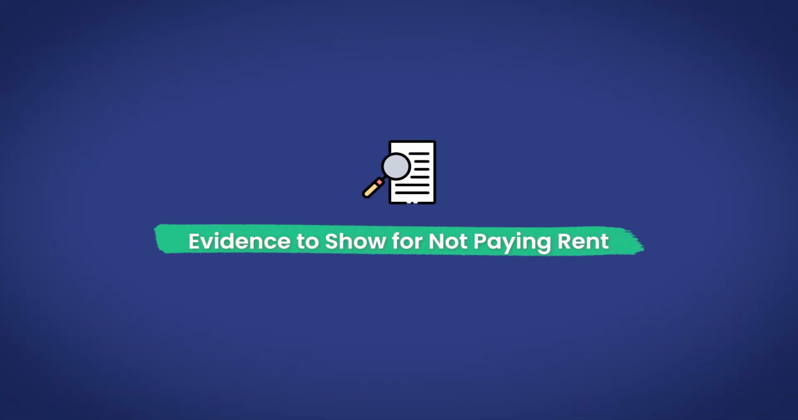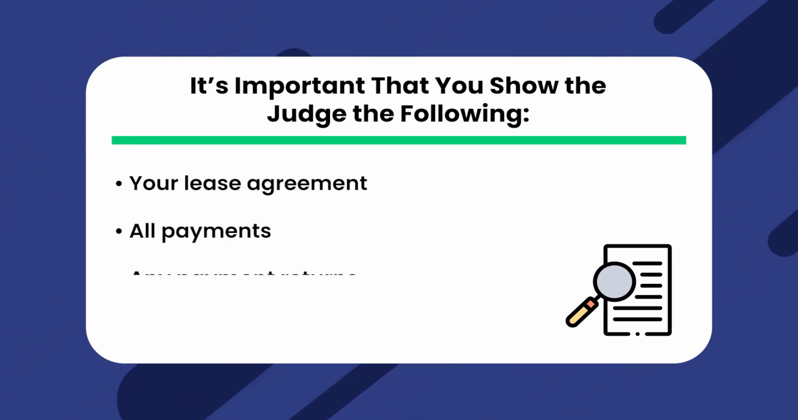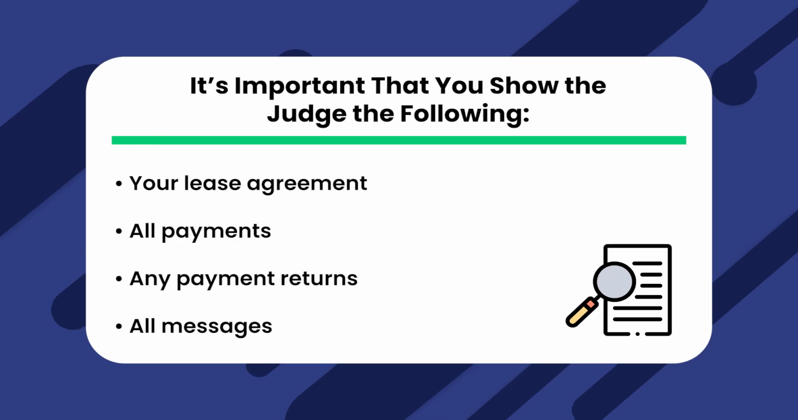Evidence to show for not paying rent. If the tenant doesn't pay rent and they dispute that claim, it's important that you show the judge the following: your lease agreement, all payments, all payment returns, and all messages.